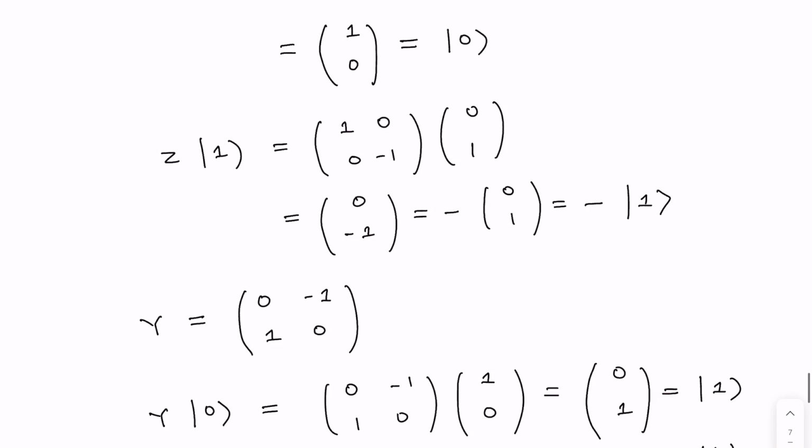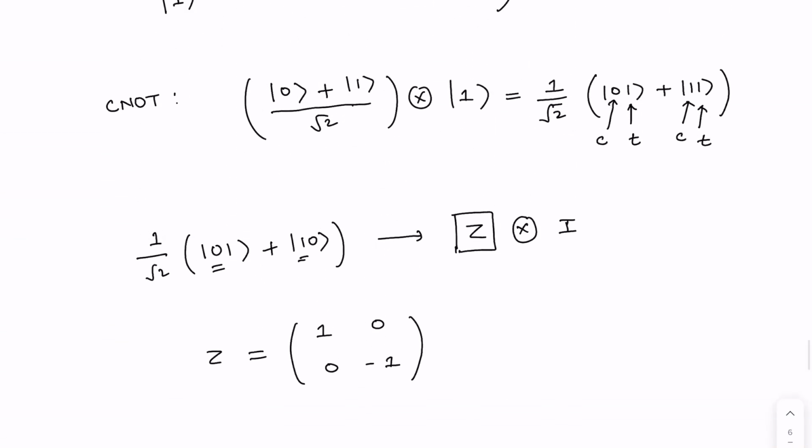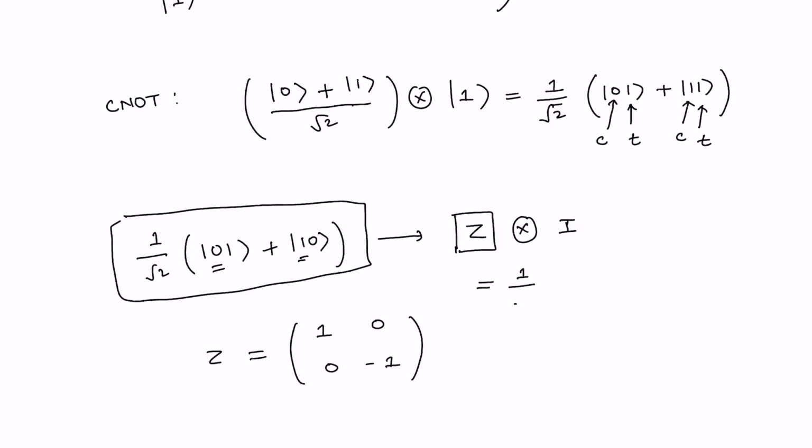With these results, we can now clearly see what we are going to get when this is our input to the Z gate. We are going to get 1/√2, where in the first term 0 will remain 0 and 1 will remain 1, because the second line is identity. Similarly, for the second term, the 1 is now going to become minus 1.